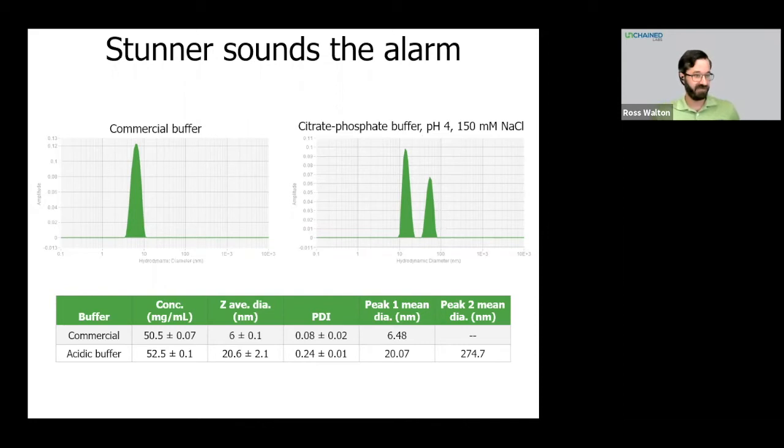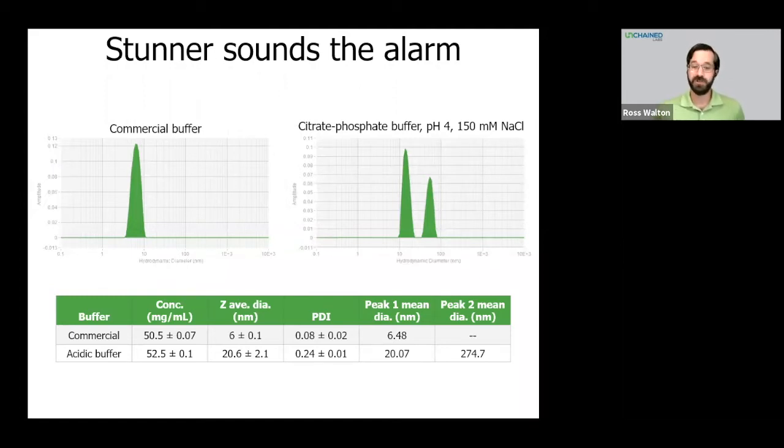So the antibody in the commercial buffer has a PDI of 0.08, and you can see from the picture, monodispersed. And you can also see from the Z average diameter that the average size of this antibody in this buffer is about 6 nanometers. Now, polydispersed samples tend to have PDIs greater than 0.2, like the antibody in this citrate phosphate buffer. You can see quite a bit higher than 0.2. And you can also see that the Z average diameter of the antibody in the acidic buffer is higher than that in the commercial buffer, which is another indicator that, yes, the sample is definitely aggregated.